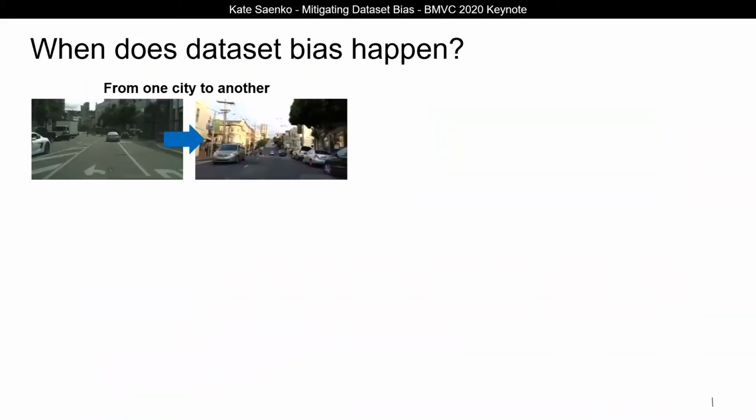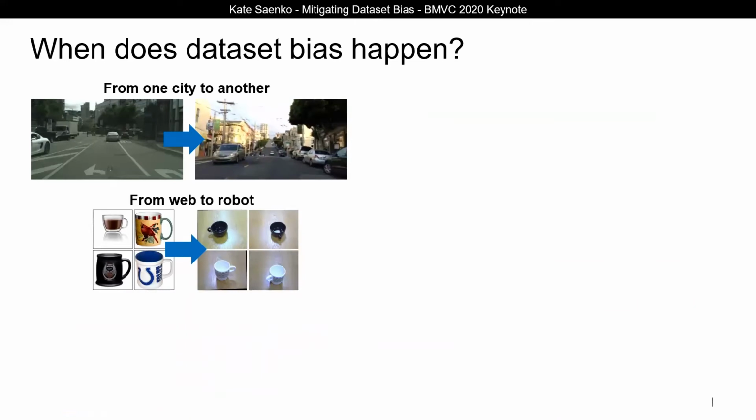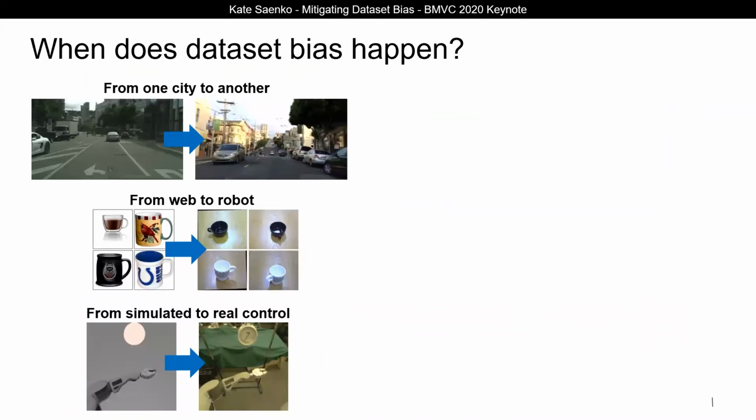When does dataset bias happen? Well, as I already mentioned, it can happen when we train a model on labeled data from one city or geographic location, and then we want to transfer it to another city. Or maybe we train on labeled data from the web and we want to transfer the model to a robot. Or perhaps we're training in simulation and transferring to real-world data. So in all of these cases, dataset bias from training to test will affect the performance of the model.